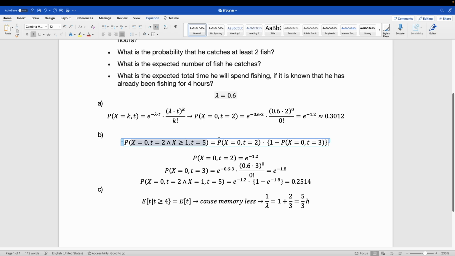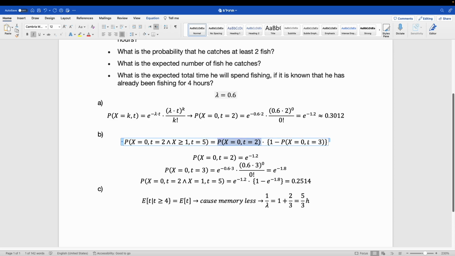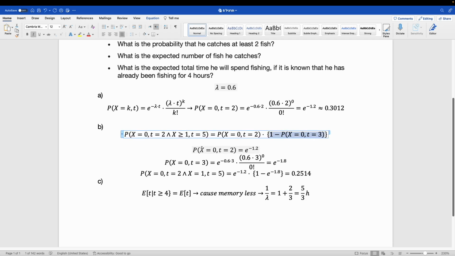So the first step is this one. What is the probability that X equals 0 in the first 2 hours? We just found that in the first section. And then we multiply that by 1 minus the probability that X will equal 0 in the next 3 hours, meaning the probability that X will be greater or equal to 1 in the next 3 hours. So this is the probability that we just found, and here is the probability that X will equal 0 in the next 3 hours. So it's e to the power of negative 1.8, and now you just plug it into the formula and you get 0.2514.